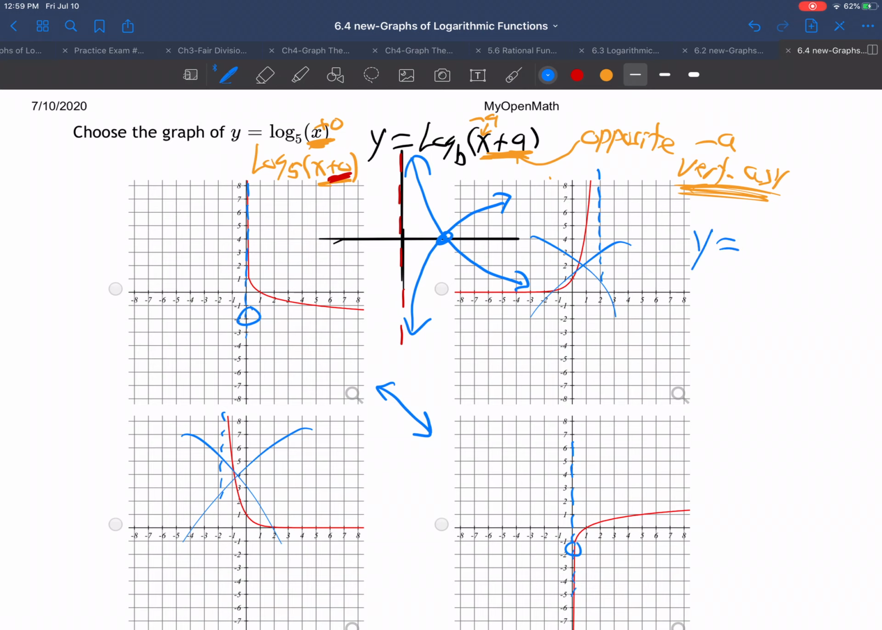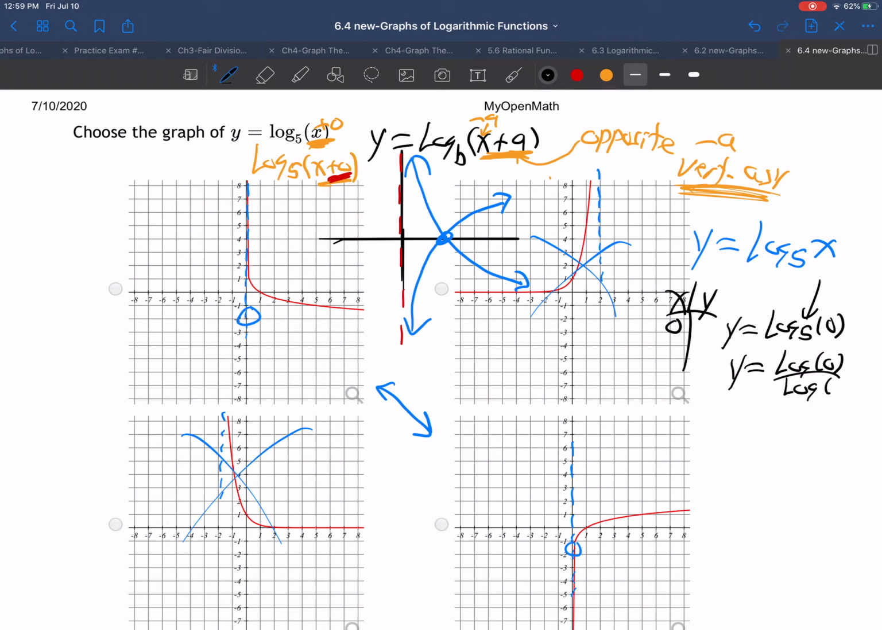So let's take our particular one, log base 5 of x. Let's make a little xy chart over here, and let's start by plugging in 0. We'll get y equals log base 5 of 0. Now, we don't have a log base 5 button on our calculator, so you need to turn it into 2 logs with the base on the bottom. When you do, you'll get an error. We already talked about that. That's our vertical asymptote.